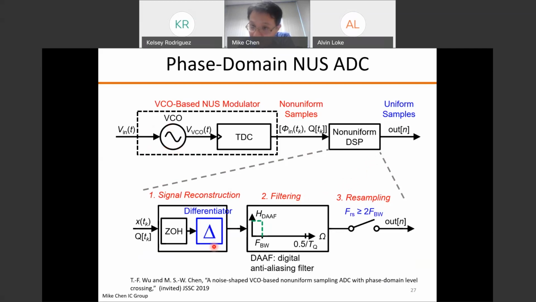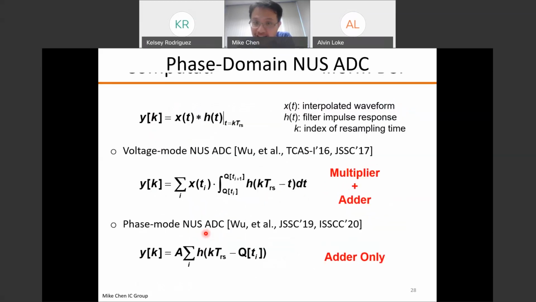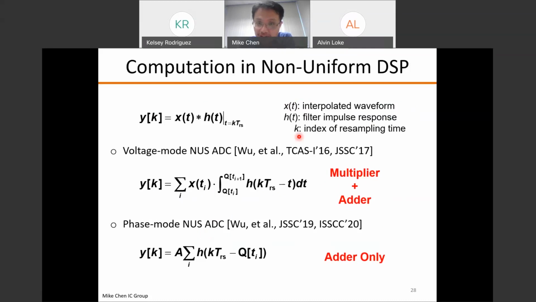And it turns out, with a pleasant surprise, that because of these differentiations, we actually simplify the filtering in the non-uniform DSP. Here I just show you a very simple equation. Sorry, I won't go into details. For more detail, please go into those papers where we document a lot more details.